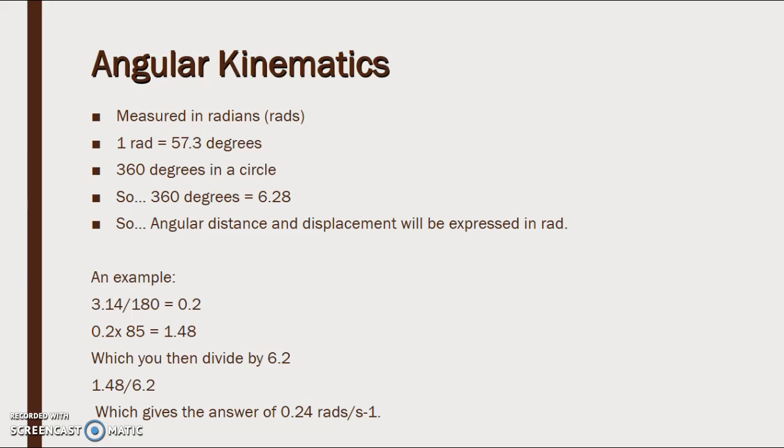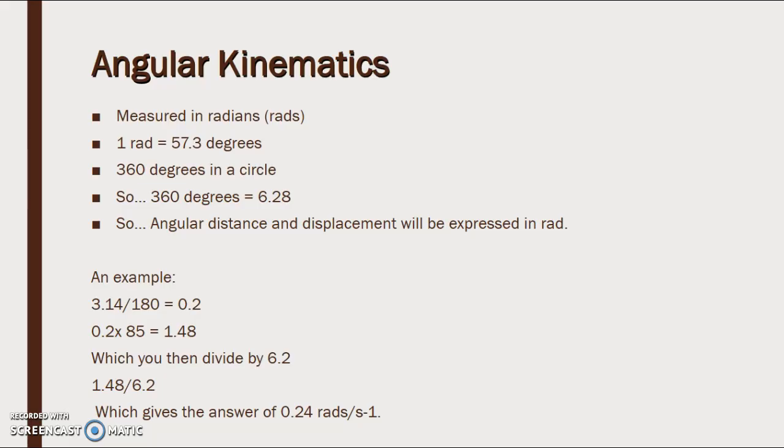We're looking at angular kinematics now. It is the same, apart from that you add the word angular in front of the scalar and vector quantities. For example, angular acceleration, angular speed, angular displacement, etc. So it goes on. We measure angular kinematics in radians, which is rads. 1 rad is equal to 57.3 degrees.